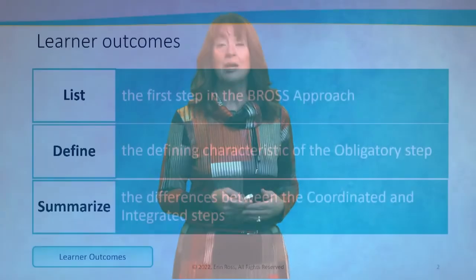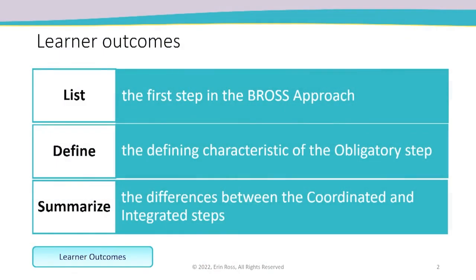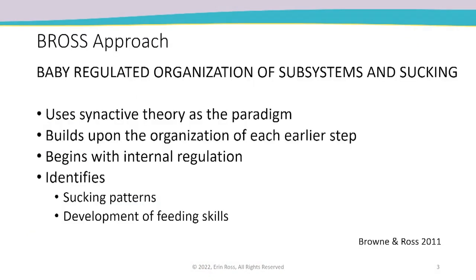And we are going to be using an approach called the BROSS approach. It's something actually that I created with a good friend of mine, Dr. Joy Brown. So these are the learner outcomes for this talk. List the first step in the BROSS approach, and I'm going to really highlight that one for you. Define the defining characteristic of the obligatory step, and summarize the differences between coordinated and integrated steps.